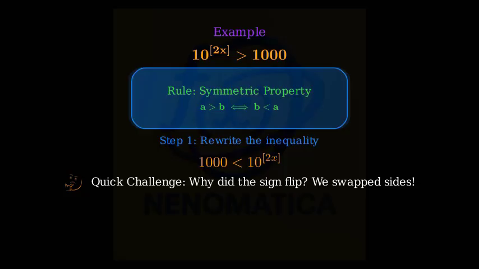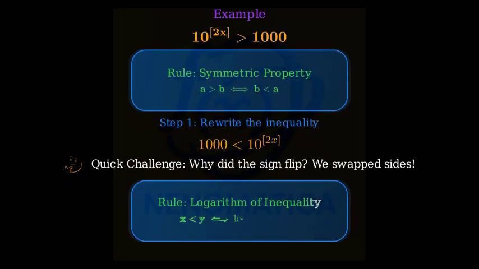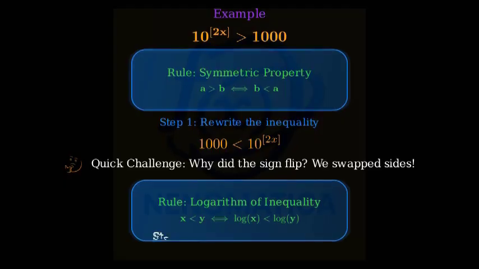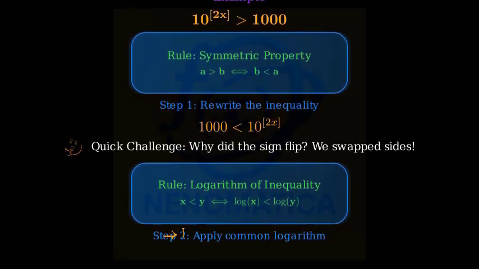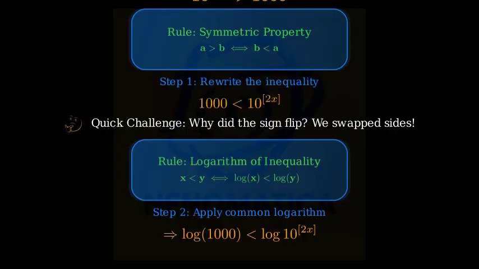Step 2. Apply the common logarithm to both sides. Because the base is greater than 1, the inequality direction stays the same. Show the logarithm of inequality rule. Display the step title. Then write log of 1000 is less than log of 10 to the floor of 2x.